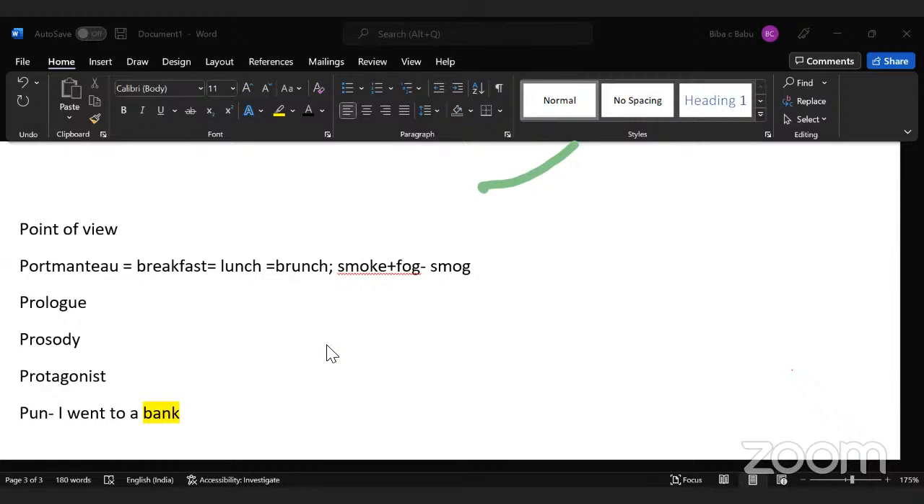So we finished. Clear, no? We finished this chapter. Any doubts so far? I am going very slowly, isn't it? No, ma'am, your explanation is very good. We are able to understand everything.